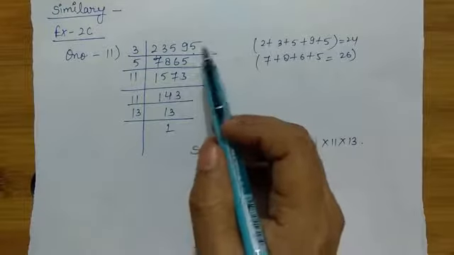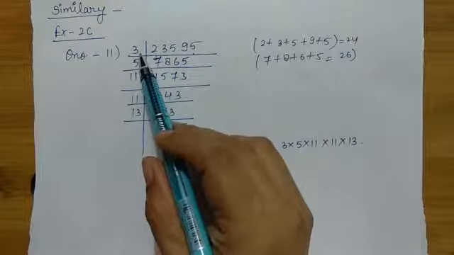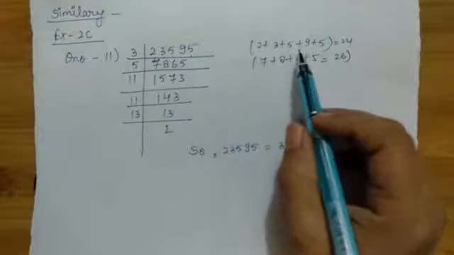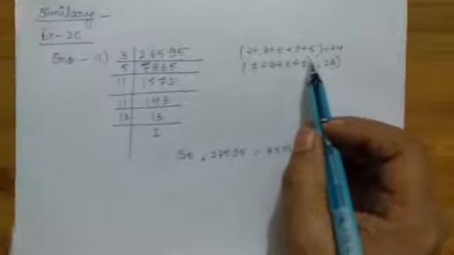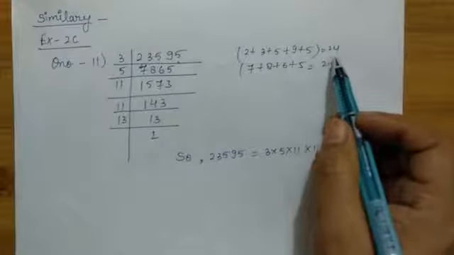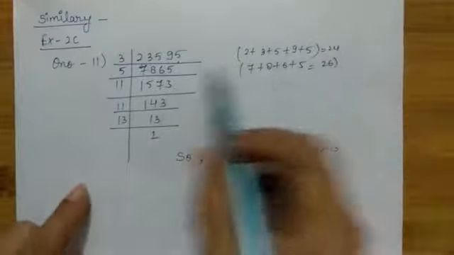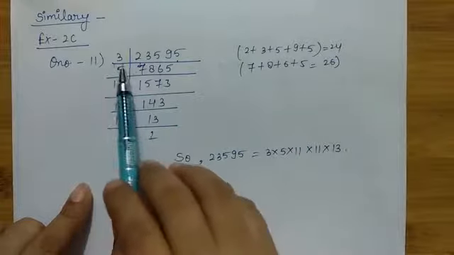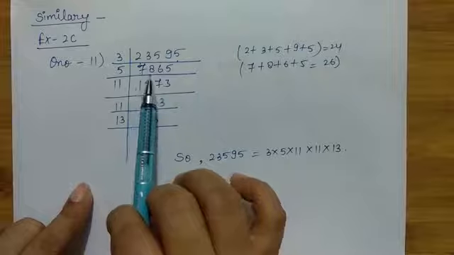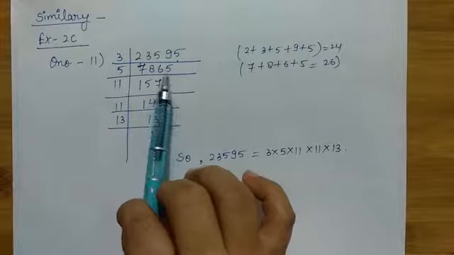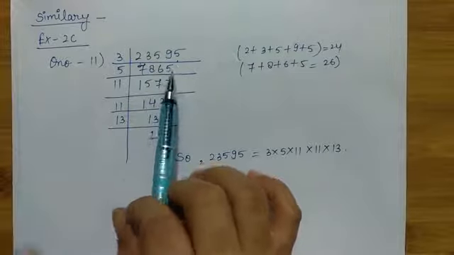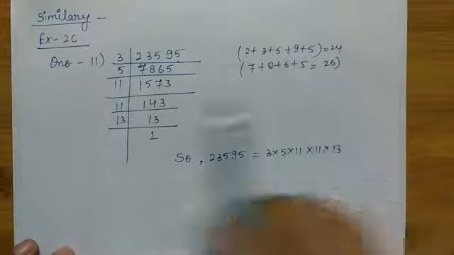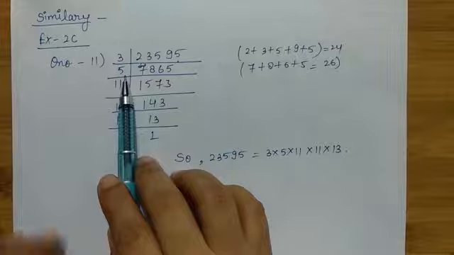So we will move to the next prime number, that is 3. For 3 we have to check the sum of the digits, that is 2 plus 3 plus 5 plus 9 plus 5, and we receive 24, and 24 is completely divisible by 3. So this number, no doubt, will definitely be divisible by 3. When we divide it, we get 7,865. Further we can check for 3, but we receive the sum 26, which is not divisible by 3. So we will move to the next prime number, that is 5.